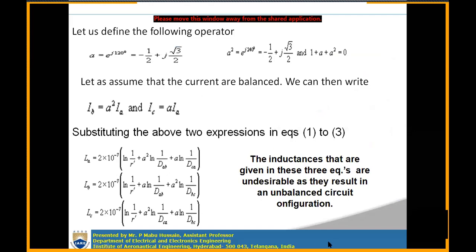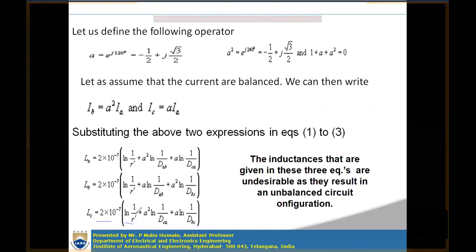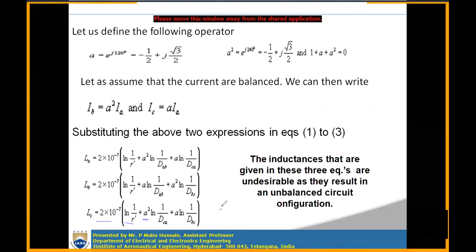See here, the final expression once more. Inductance LC is equal to 2 into 10 power minus 7 ln 1 by R dash. The second term is plus A square into ln 1 by DCA, and the third term is plus A ln 1 by DBC. So this is how we get the inductances for all three phases in case of unsymmetrical lines.